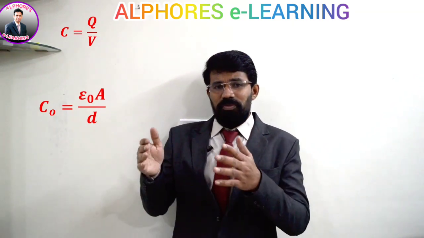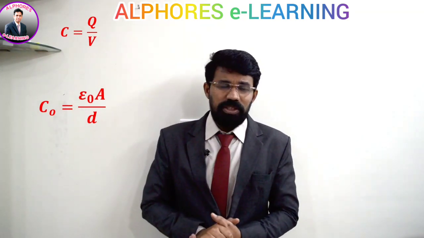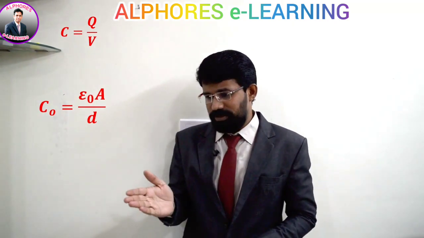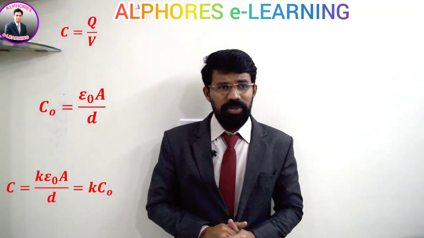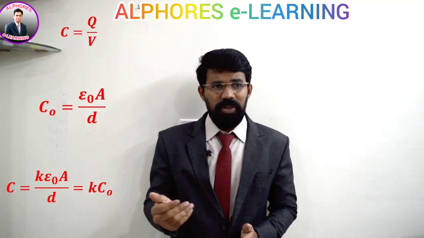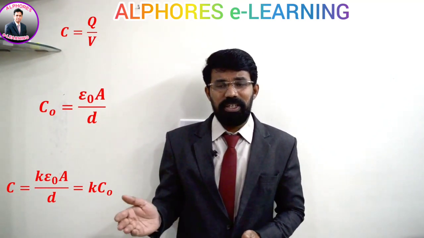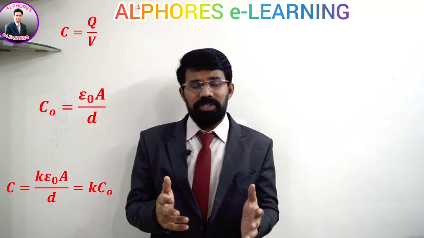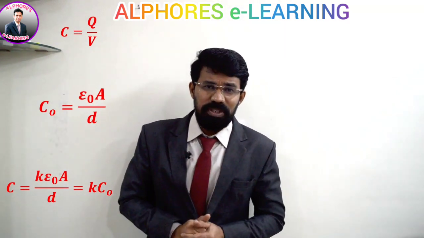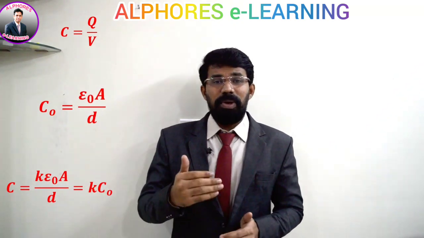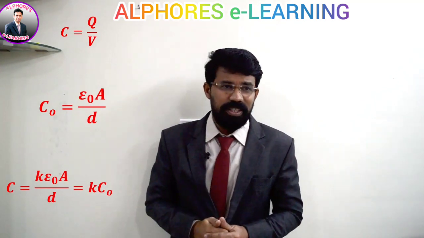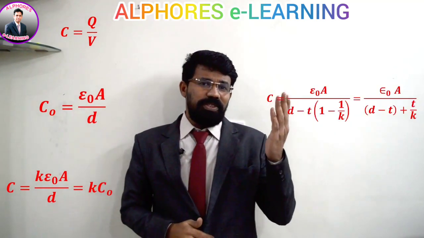What if you fill the entire medium between the plates with a dielectric medium of dielectric constant K? Then the equation becomes C is equal to K epsilon naught A by D. When compared to the previous equation, it can be written as K C naught. It means when you introduce a dielectric slab that completely occupies the space between the parallel plate capacitor, the capacitance becomes K times. Earlier it was C naught, now it is K C naught.